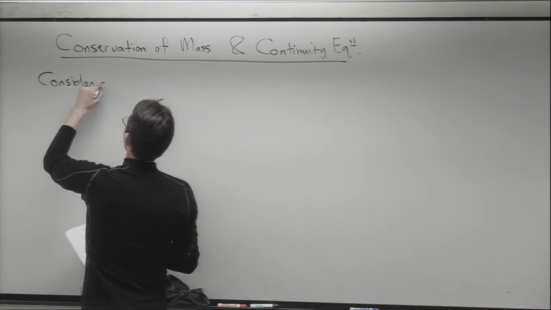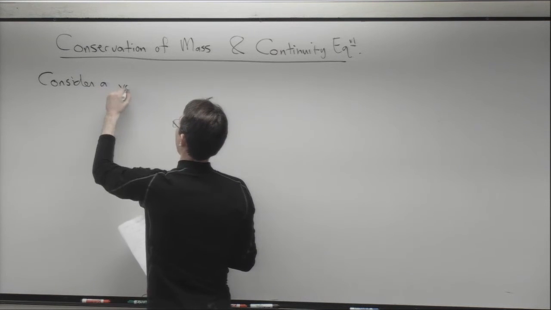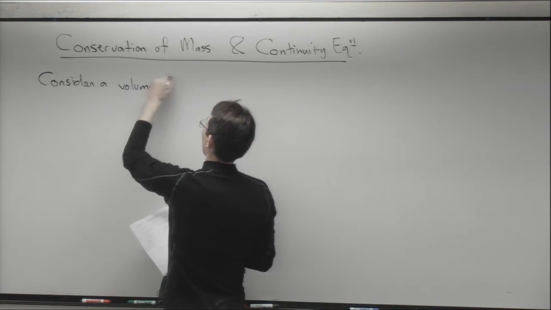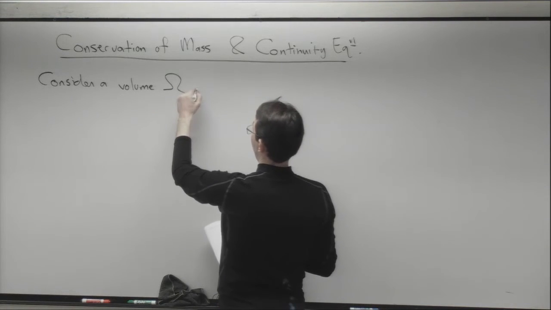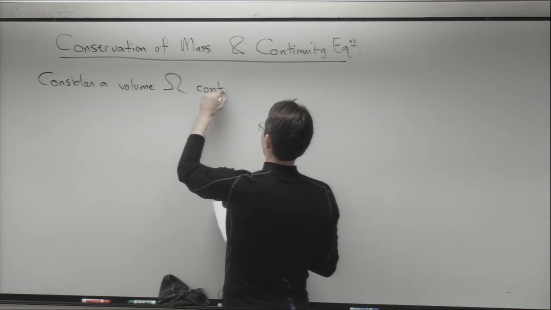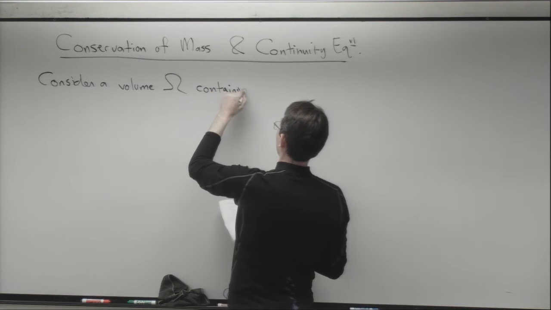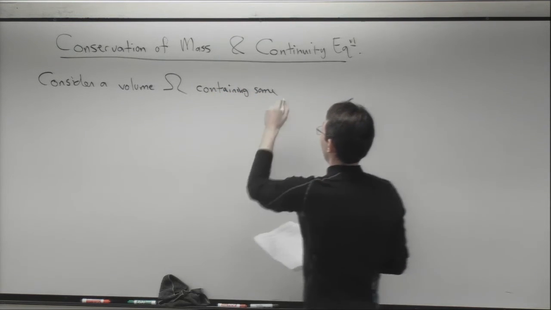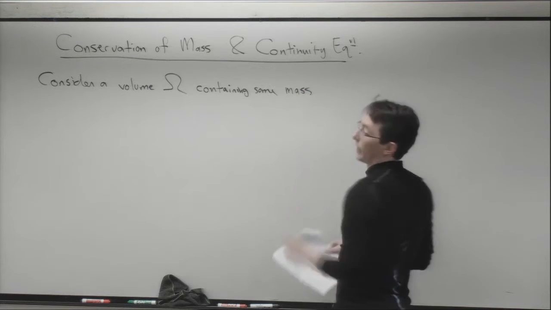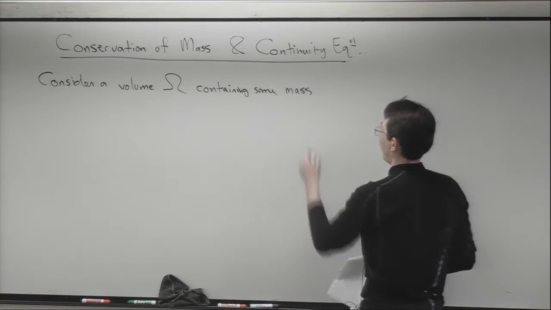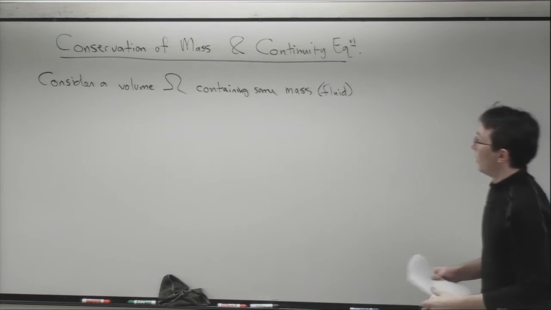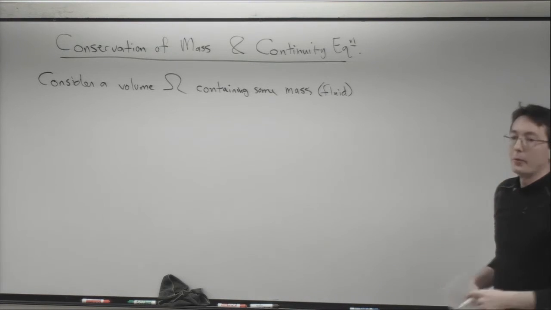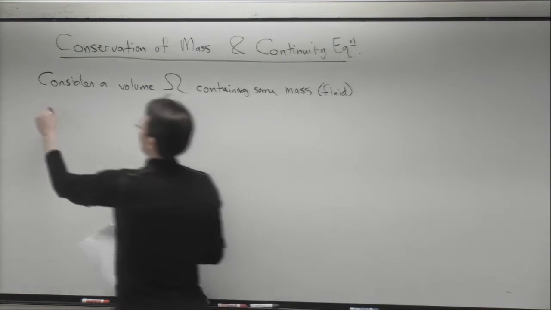Okay, so that's what we're going to be doing. So we're going to consider a physical volume. I'm going to call it omega because V is going to be confusing. We have a volume omega containing some fluid. Let's say we're containing some mass, and that mass is a fluid. Okay, and we also have a velocity field.